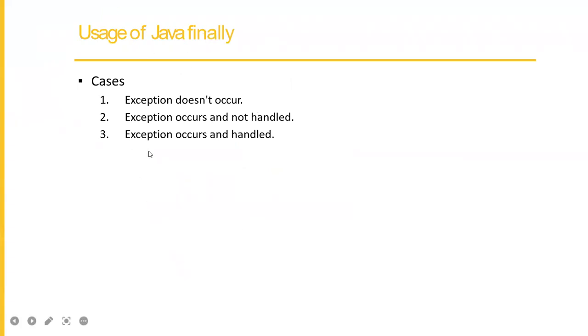So usage of finally, basically as I told you: exception does not occur, exception not handled, exception occurs. In these three cases the finally block will be executed. Whether the exception is raised or not, finally will execute. Basically keep in mind, the finally block is mainly used for cleanup activities like closing a connection, closing a statement.